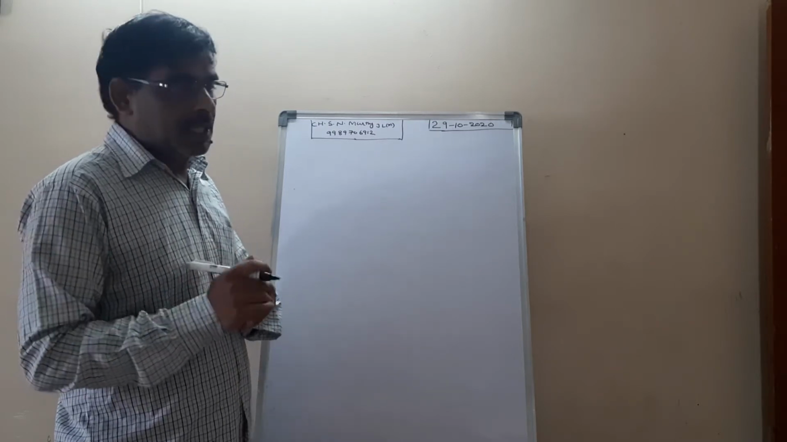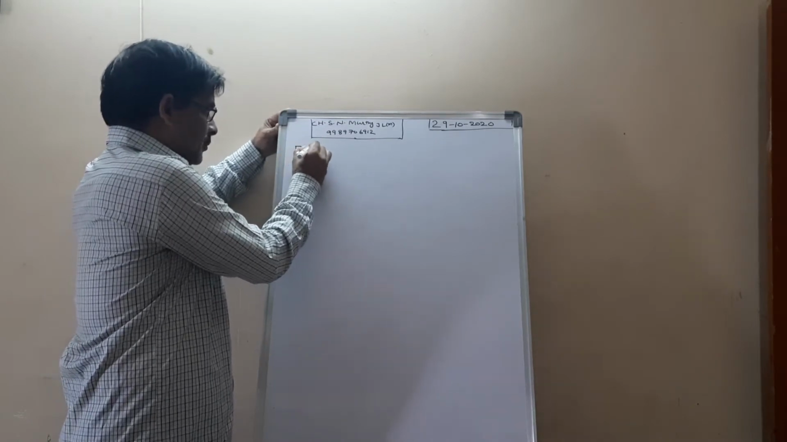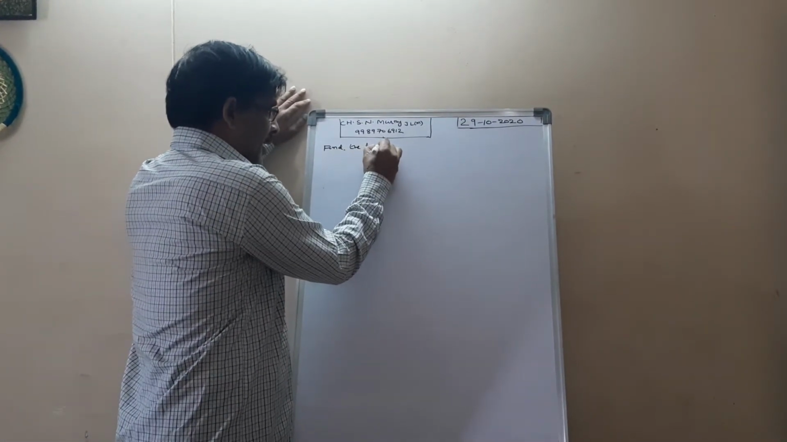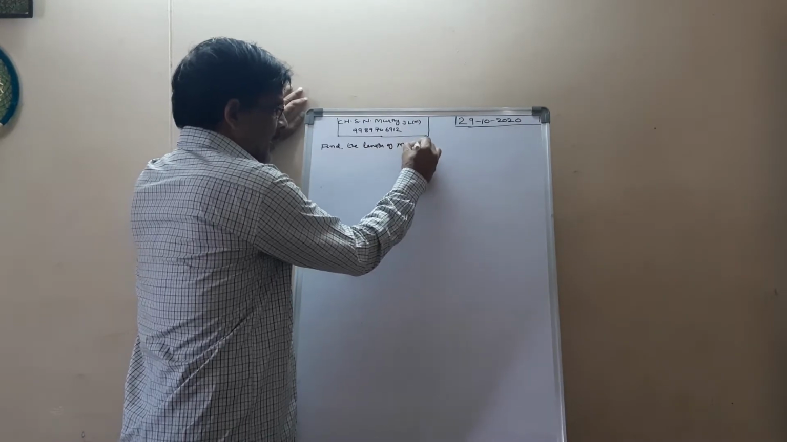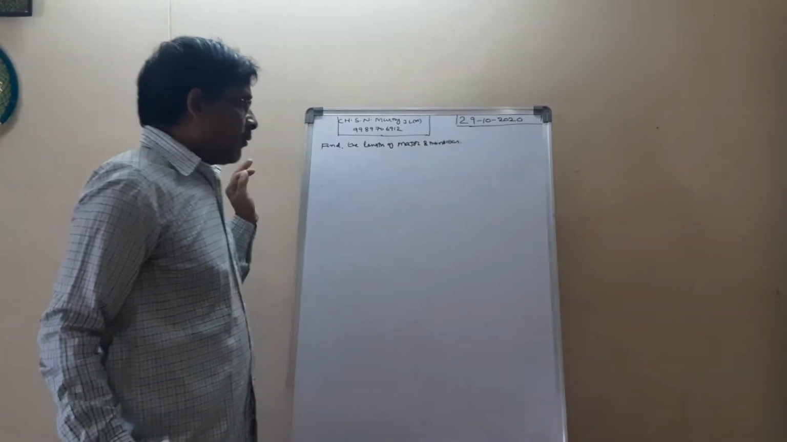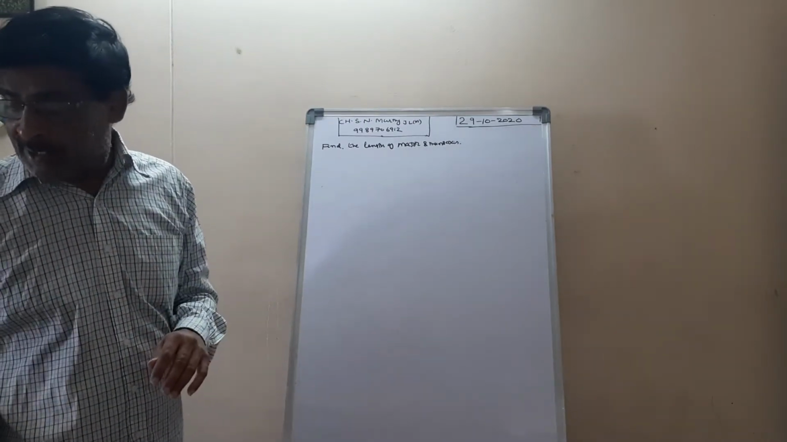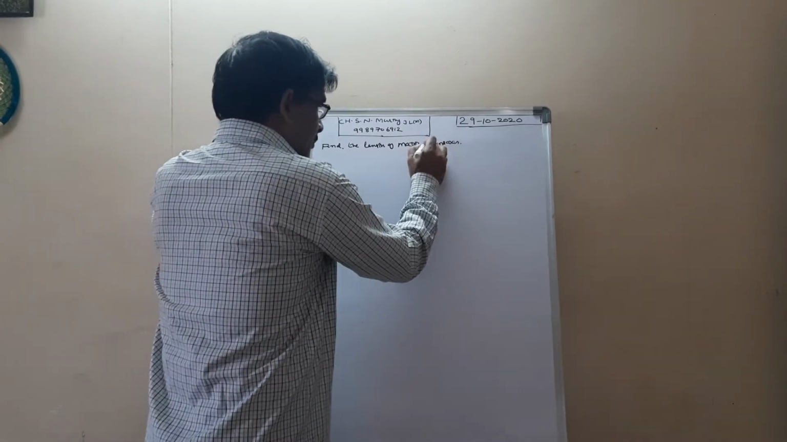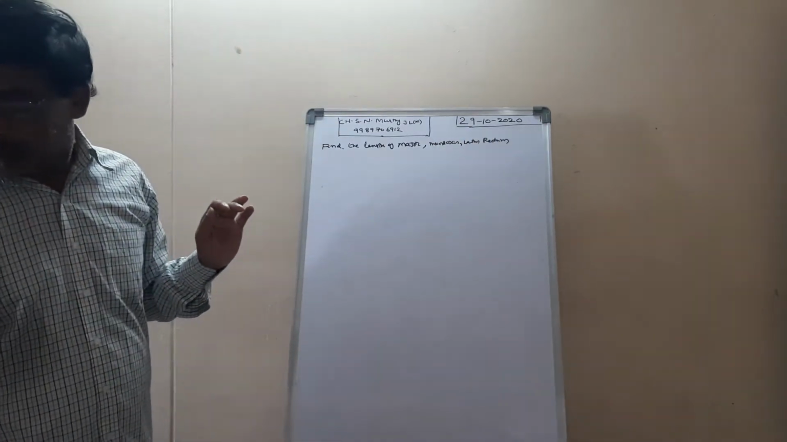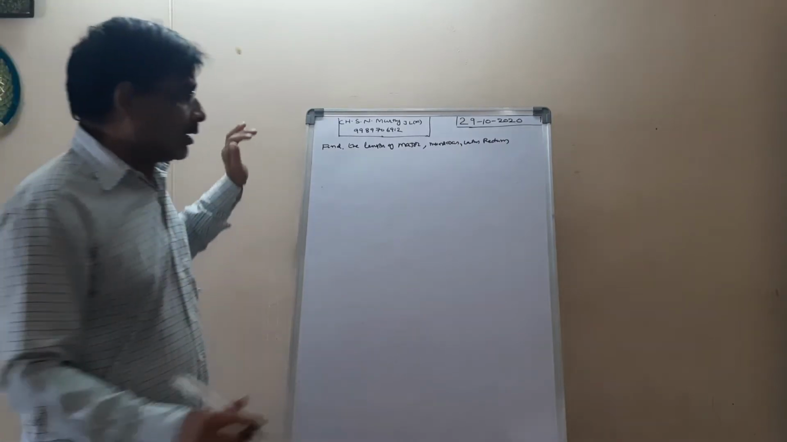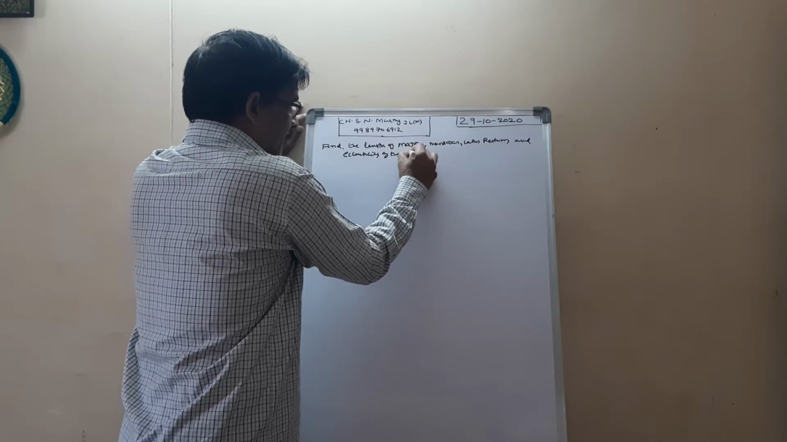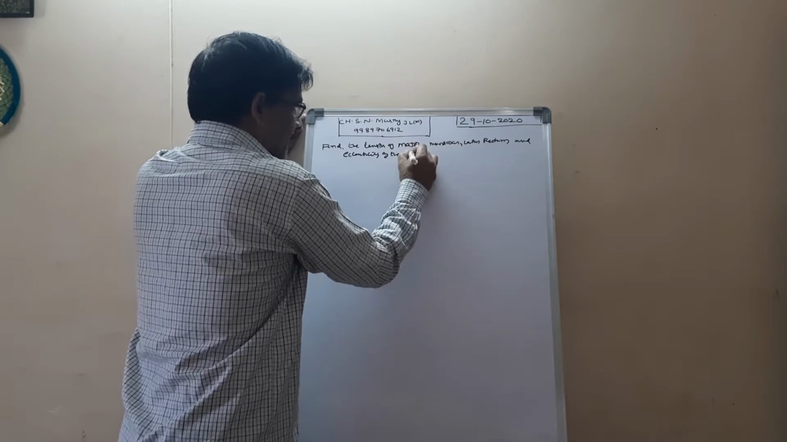There are two important problems. Find the length of major axis, minor axis, latus rectum, eccentricity of the ellipse.